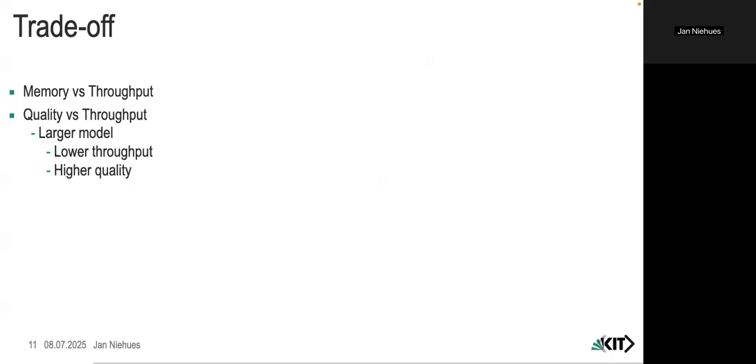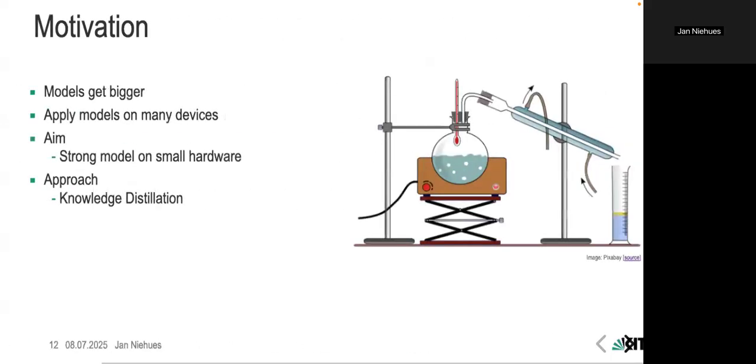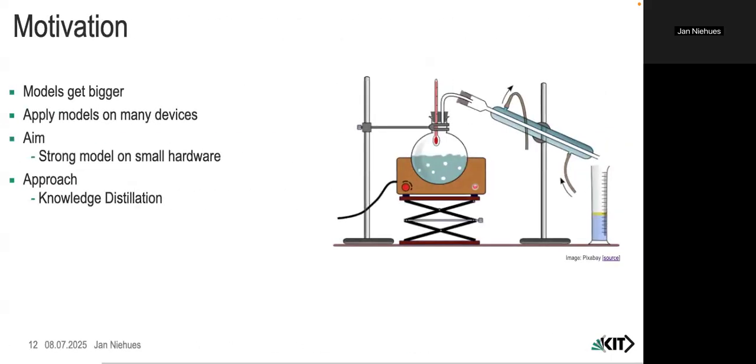And the idea we want to do today is what is called knowledge distillation. So the idea is, can we somehow get the strong model on small hardware? We build once a very, very large model, which has a very good quality. And then we're trying to extract this knowledge and put it into a small model. And then we'll see that hopefully this is better.